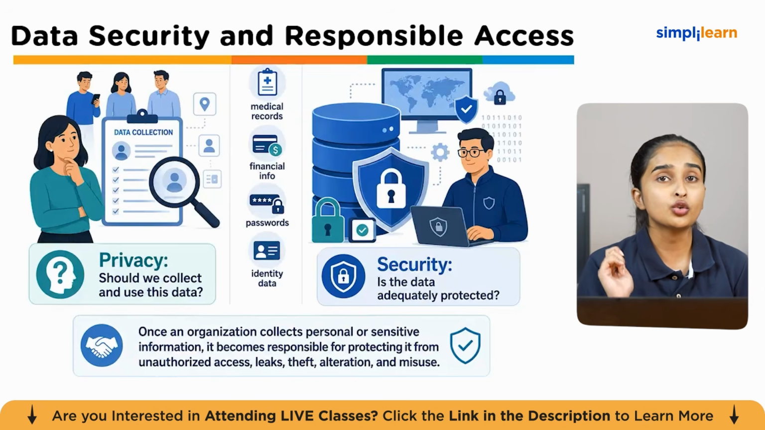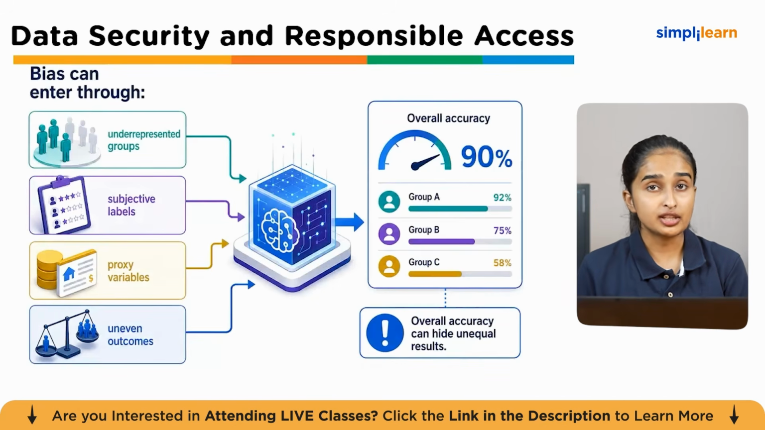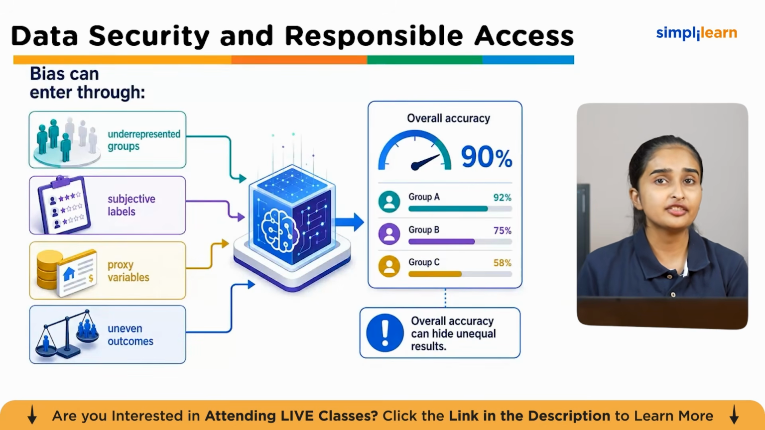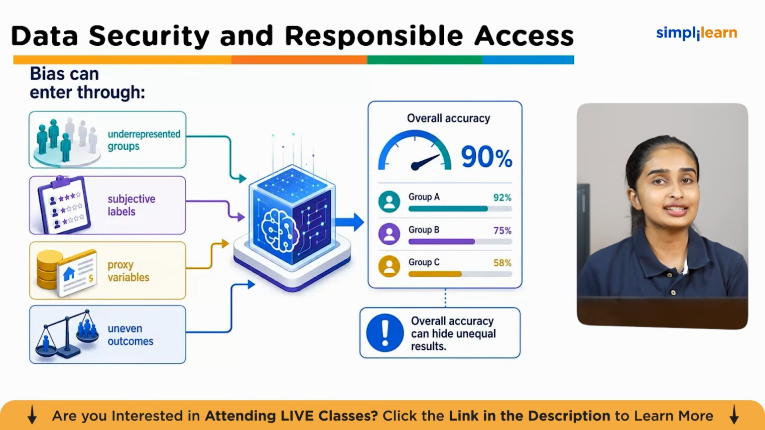But financial losses are only one consequence. A leak of medical records, financial information, passwords, or identity information can directly affect the people whose data was exposed. Responsible data management therefore requires access controls. Not every employee should automatically have access to every data set simply because they work for the same organization.